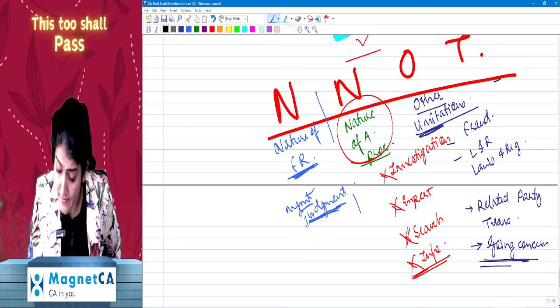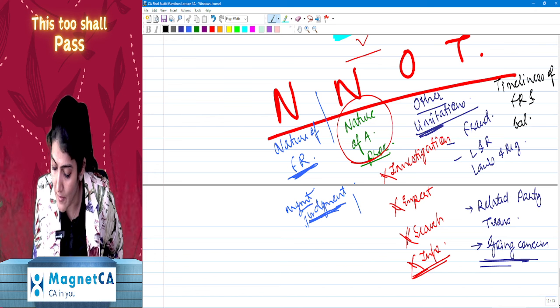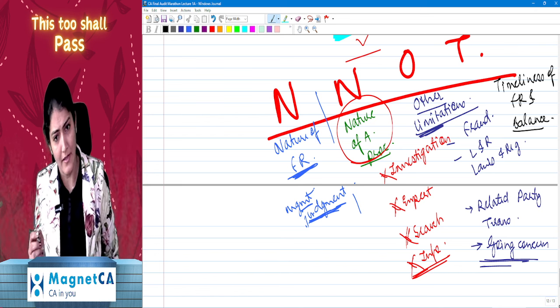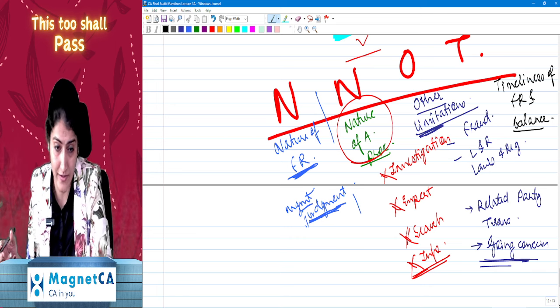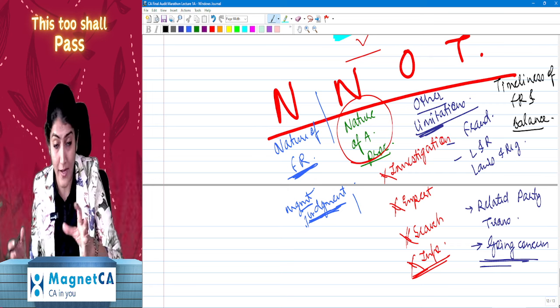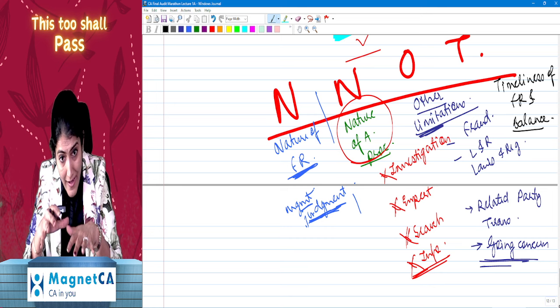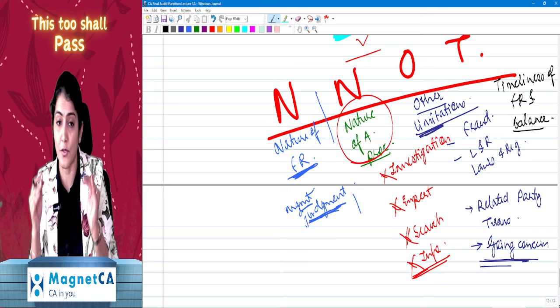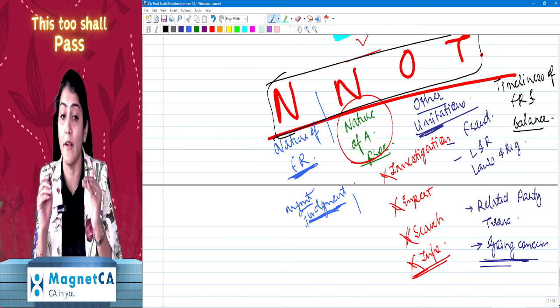And the last one is the timeliness of the financial reporting and the balance between the benefit and the cost. So you have 365 days of accounting and 20 days of audit. Within 20 days, you have to do the audit and issue the audit report. And obviously, say the client is going to give you a fee of 20 lakh. So you have to keep a balance between the benefit and the cost also. Right? So these are the inherent limitations of an audit.